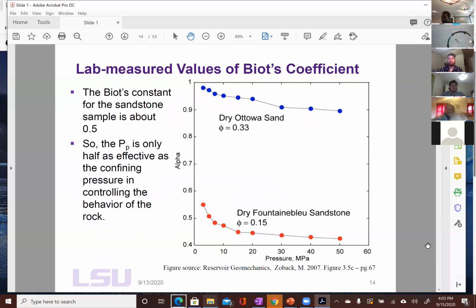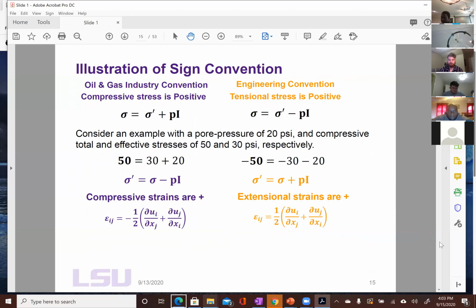Here I just show lab values. I'm not going to talk much on this because I already explained it in the video. And this is the one I wanted to make clear just because people get this mixed up. They say we are using the engineering convention, but they are not using this equation. Or they use this equation for effective stress, but they don't consider that the sign on the strain also needs to be corrected.